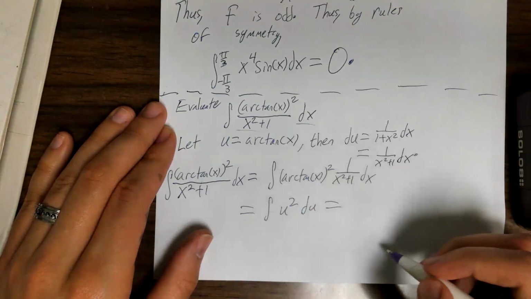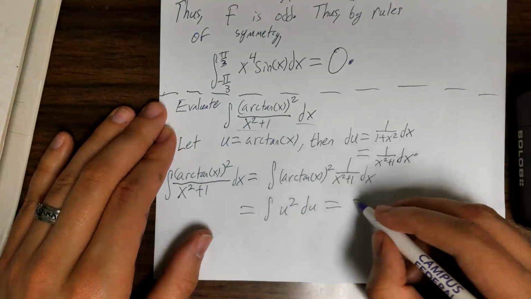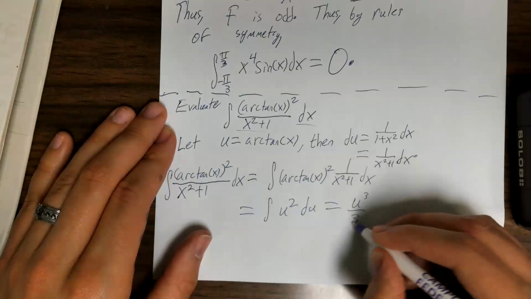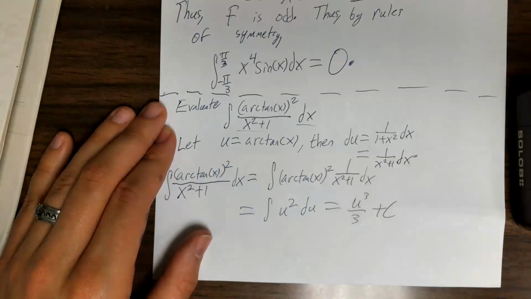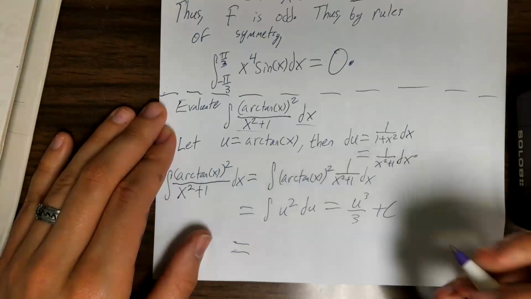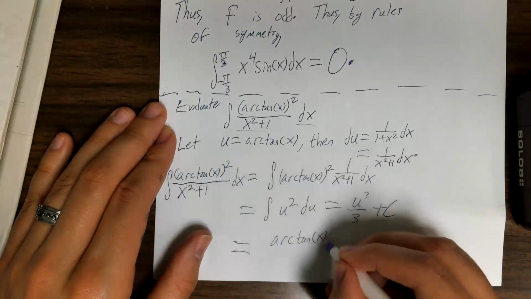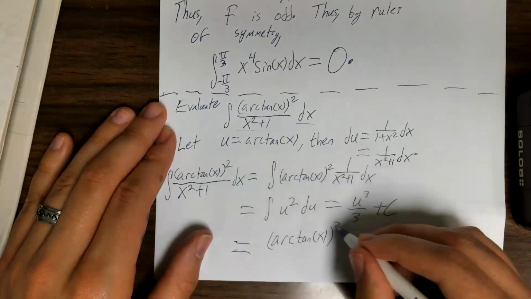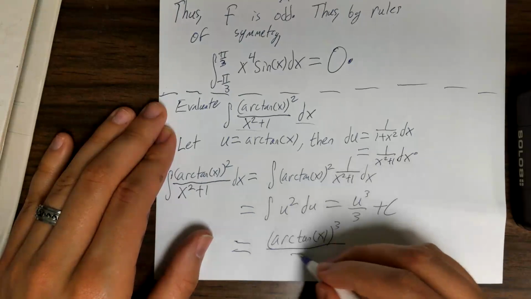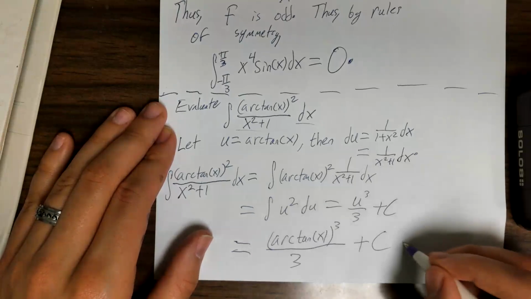This is just a direct integral evaluation now. I get a nice u cubed over 3 plus c. Then getting it back in terms of x, we just have a nice arctangent of x, raised to the third power, over 3 plus c.